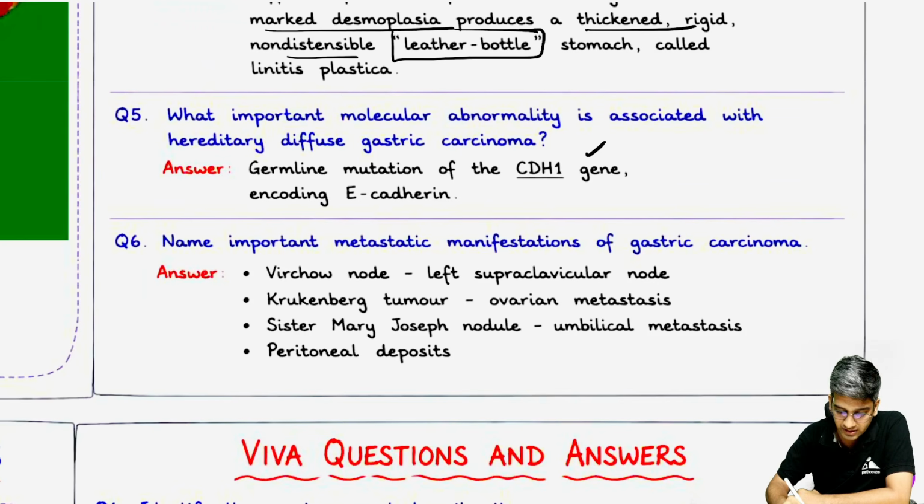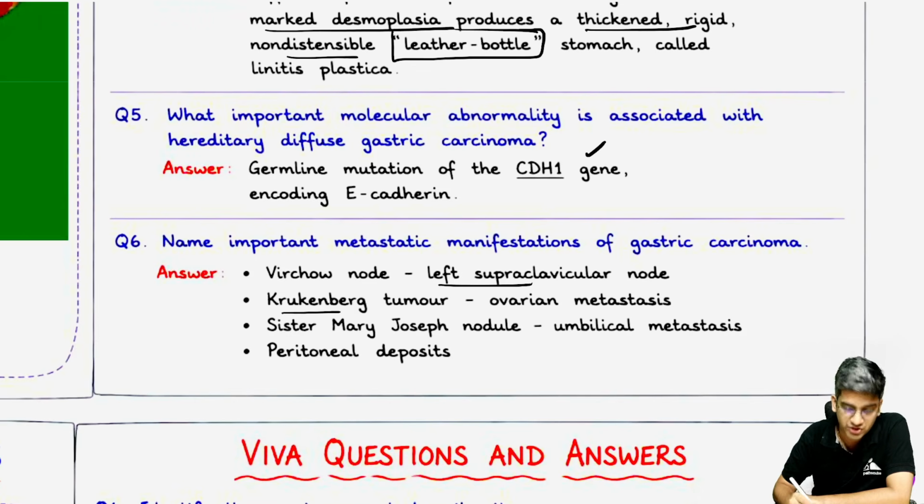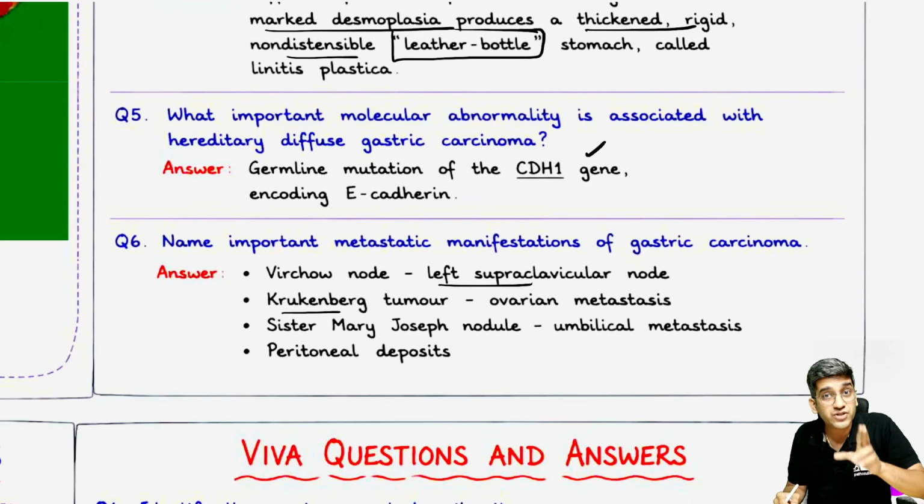You should be able to answer that. It's a left supraclavicular node seen in case of a gastric adenocarcinoma. Very important. I should be able to explain that. What's a Krukenberg's tumor? It's a gastric adenocarcinoma, especially the diffuse type.